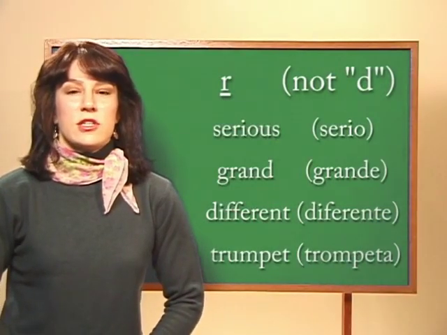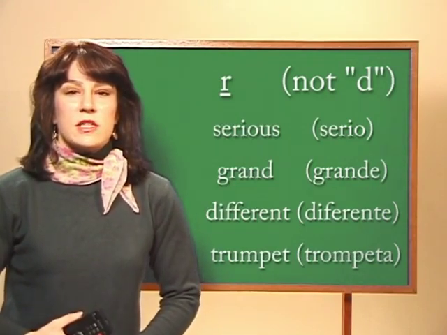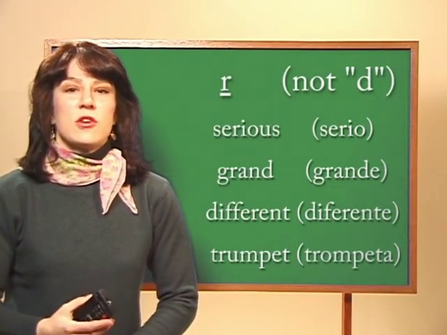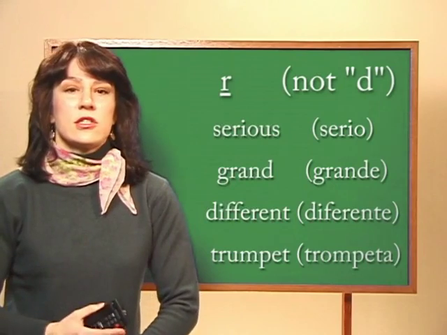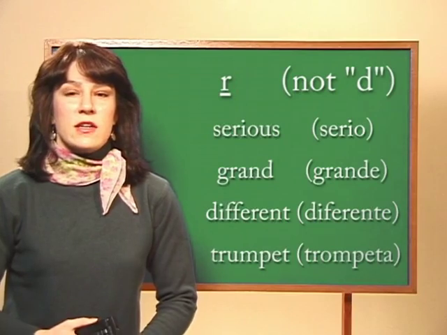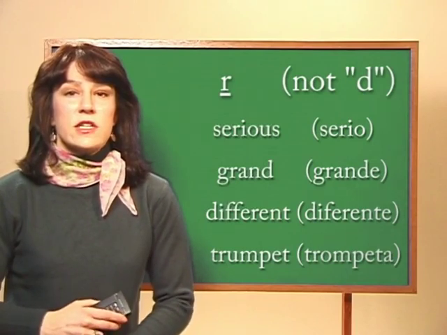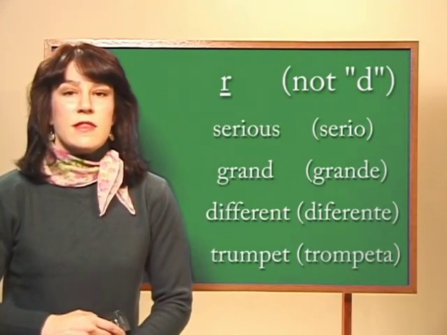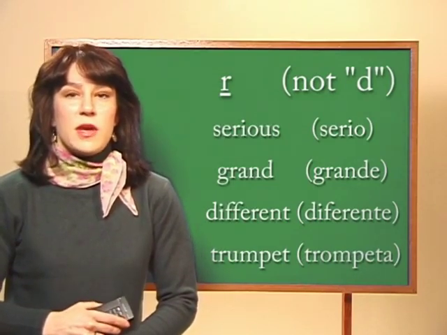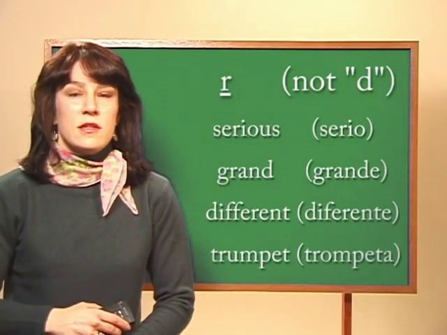The R in English is pronounced as "ra," as in the word serious. But in Spanish, it's said like a D, as in serio. So many Spanish speakers will say the R like a D in English. Listen to these similar English and Spanish words. Grand in English, grande in Spanish. Different in English, diferente in Spanish. Trumpet, trompeta. Listen how Carlos says the word material.